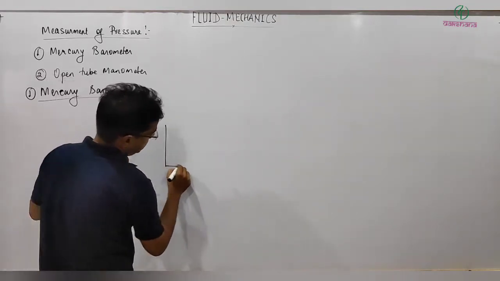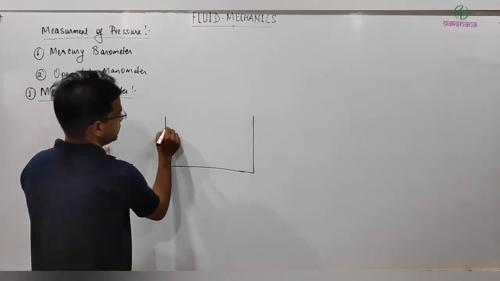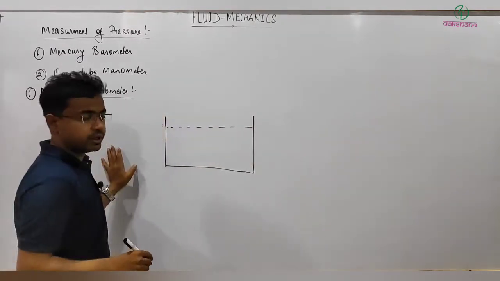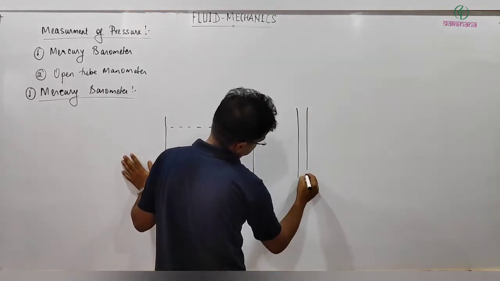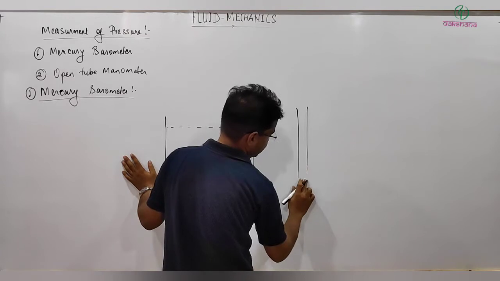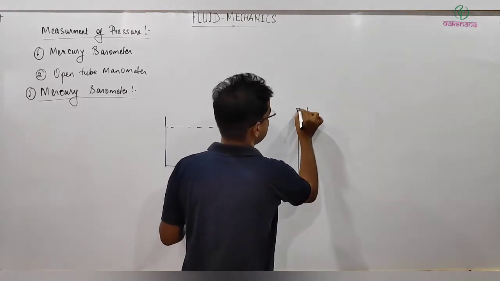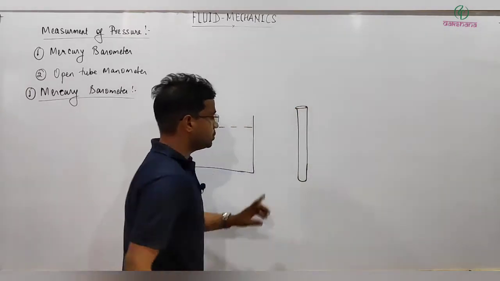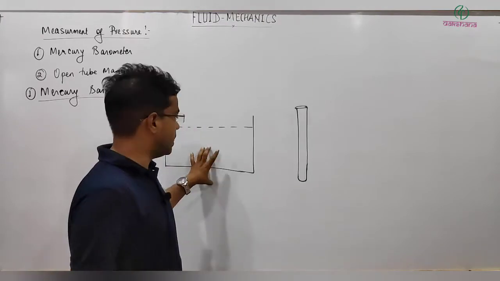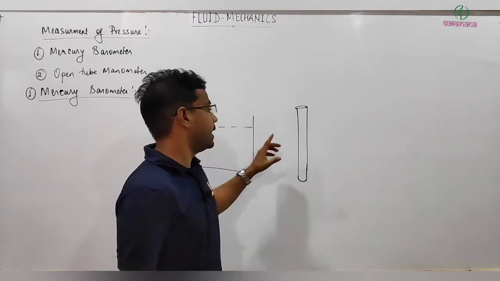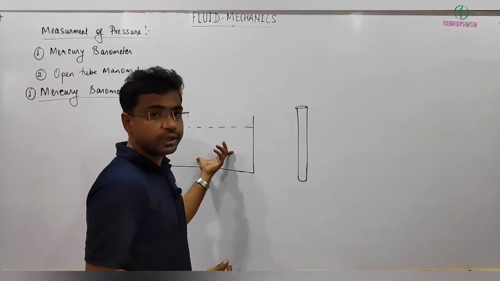The setup consists simply of a container which is filled with mercury, and we have one tube, something like this. So this is the setup actually. It consists of simply a container, like a bowl or big container, and another, a tube. So how exactly does it work, what do we actually do here?